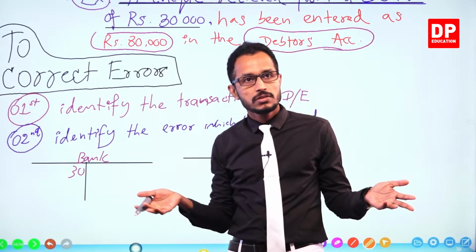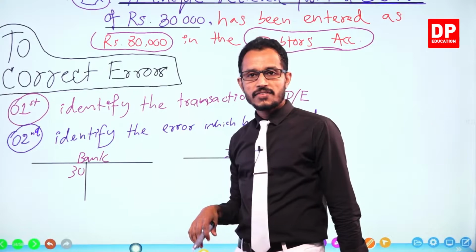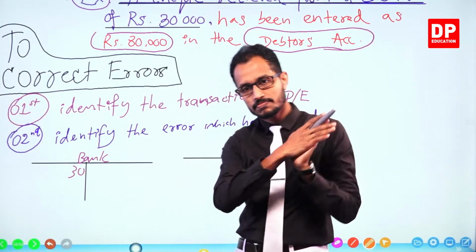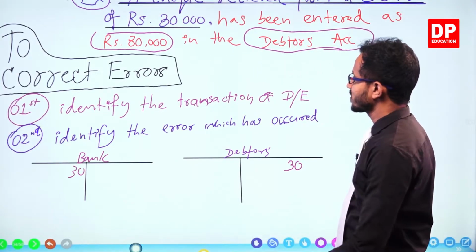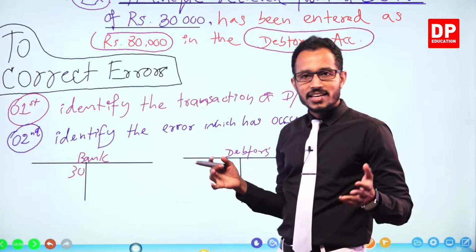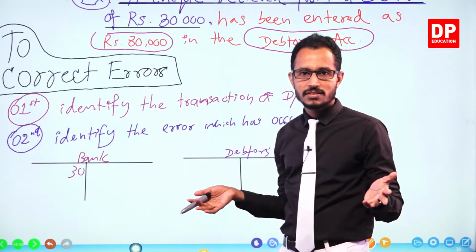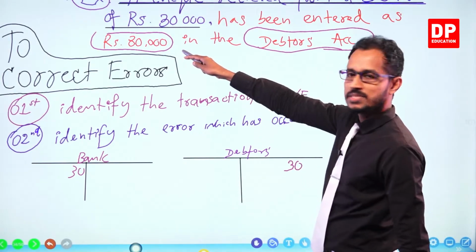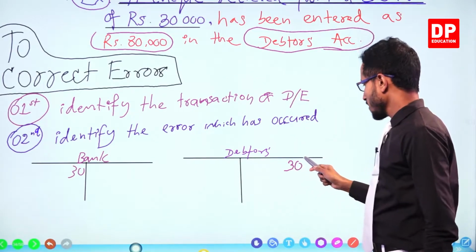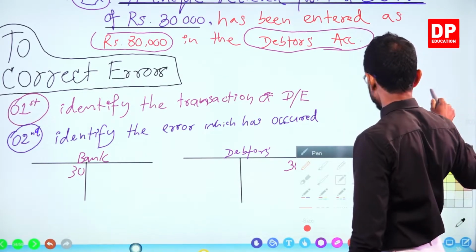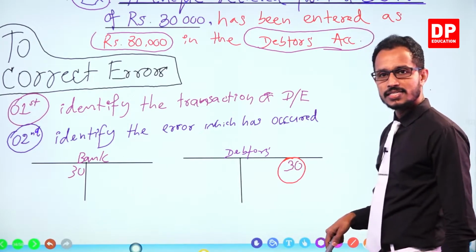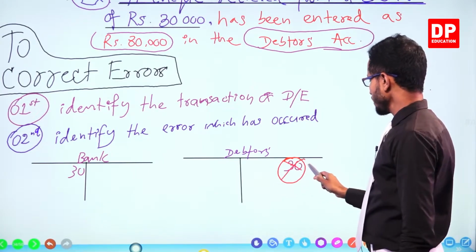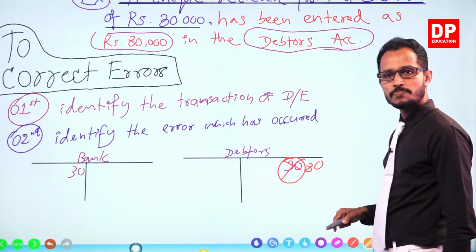Sometimes the bookkeeper was not in the right mind maybe. So he entered 80 by mistake to the debtors account. Here is the error, the place where the error has occurred. Instead of 30, the bookkeeper has entered 80. This is the error.